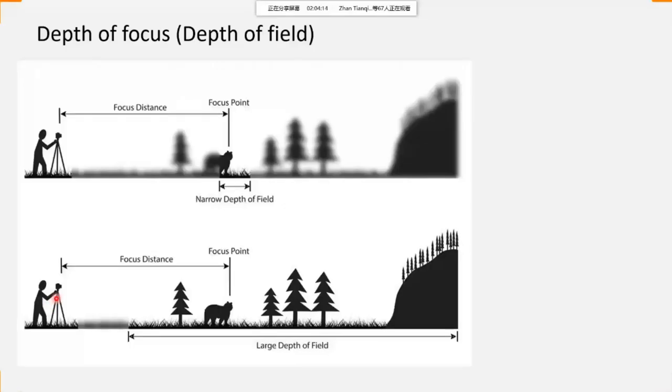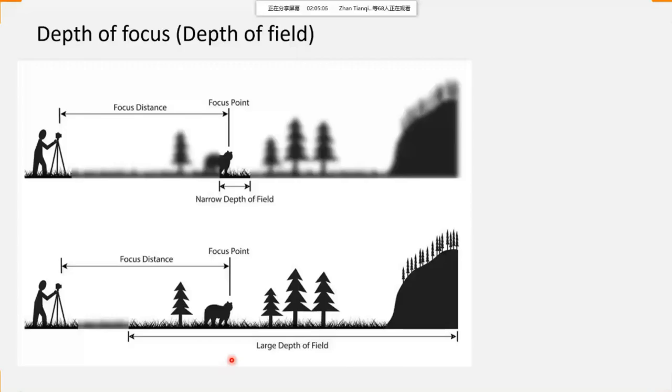The depth of focus is also called depth of field. And this is a concept that is also used in photography, so those who are interested in photography can know about that. Depending on the distance and the focus of the camera, you can have a narrow depth of field or a large depth of field. It depends on the lenses you use in the camera. They have different properties about their focal length.